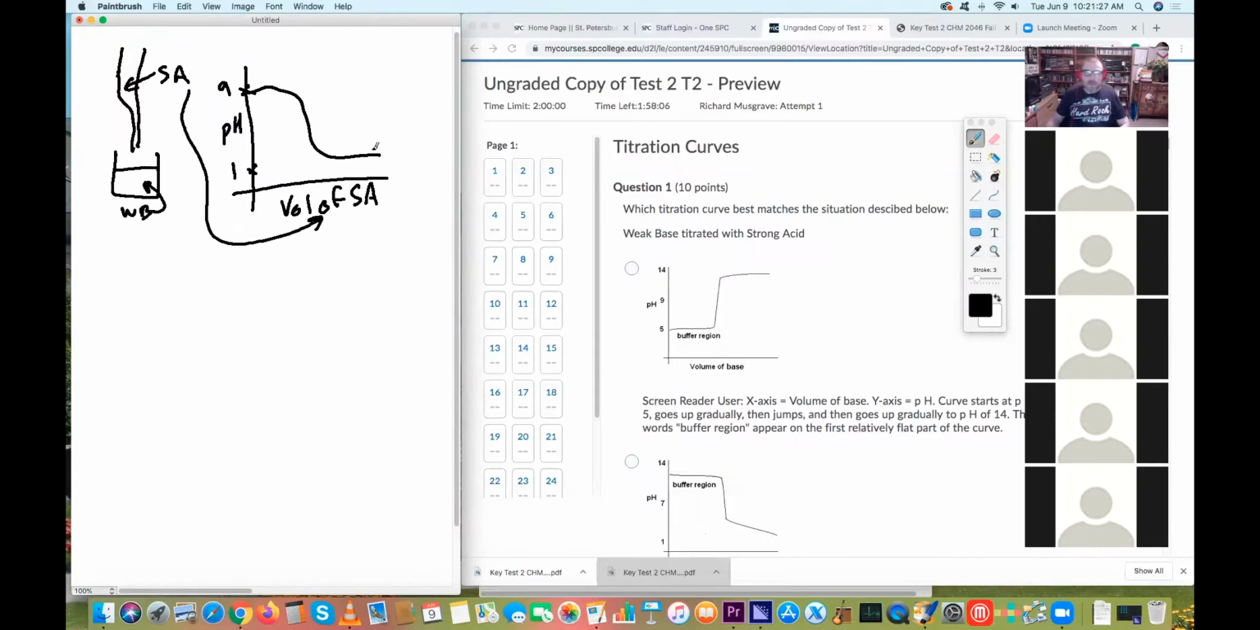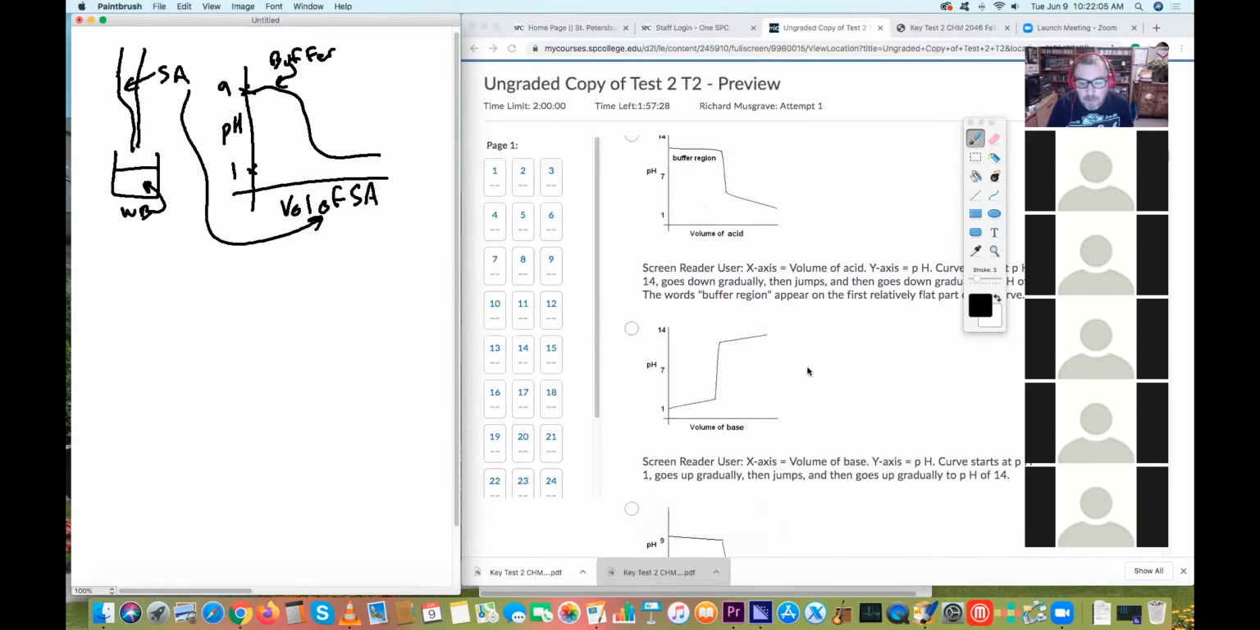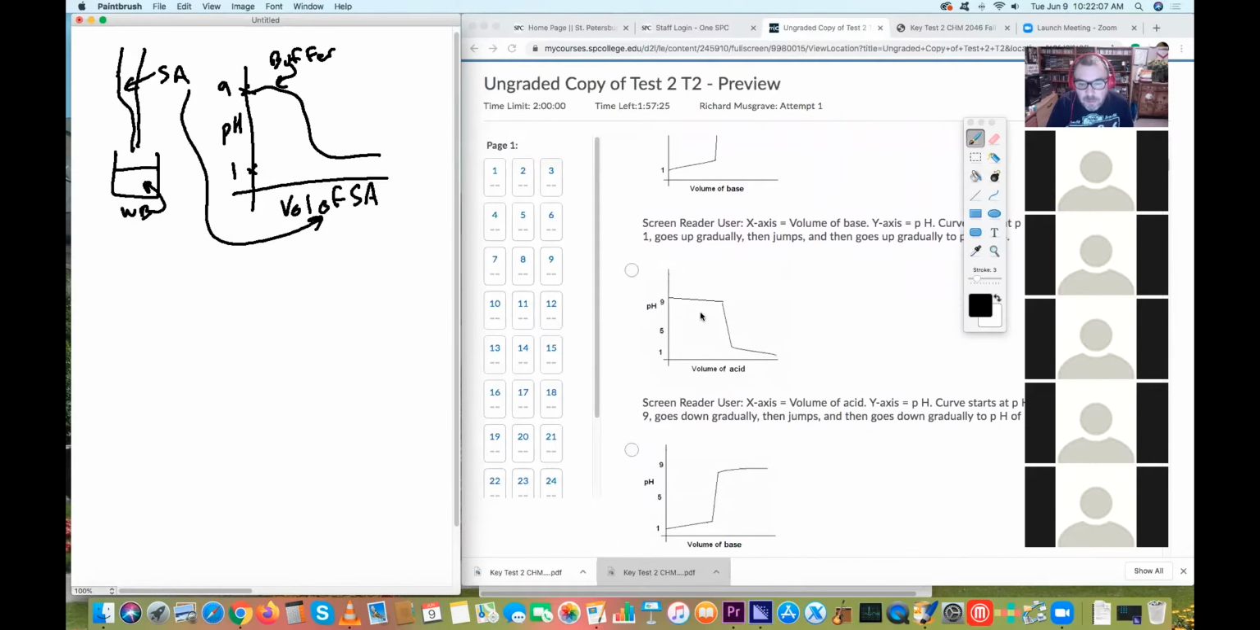And now we've got to determine if it's a buffer region or not. Now, what I had said earlier, I know I've erased it, but the definition of a buffer was it's a combination of a weak acid and its conjugate base that resists changes in pH upon addition of strong acid or strong base. And as you can see, we're adding strong acid here, and we do have a weak base in that flask. So I would be expecting a buffer region here. So I would be looking for the option that had the buffer region. Does anybody have any questions about this here? So for this one, 9 to 1, that one doesn't have the buffer.